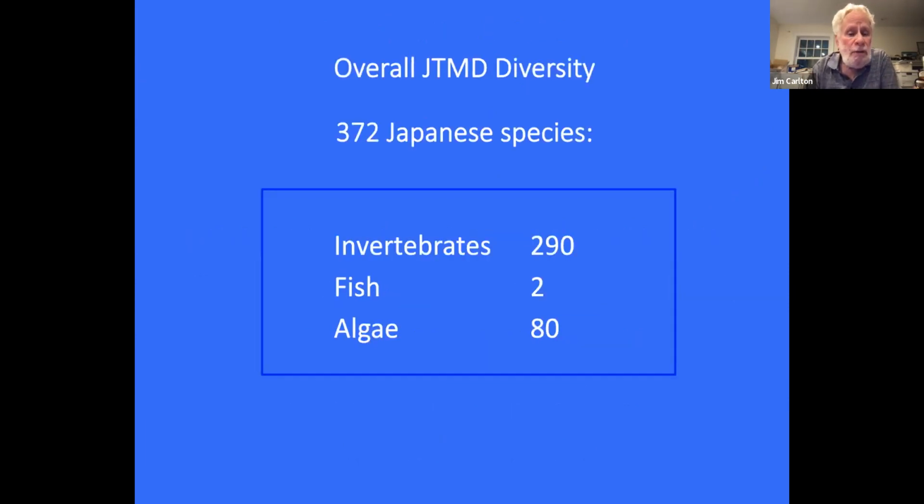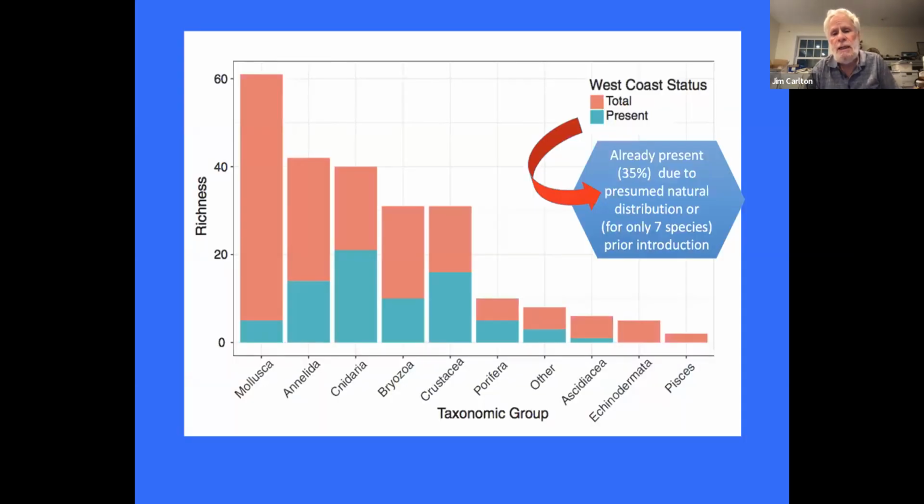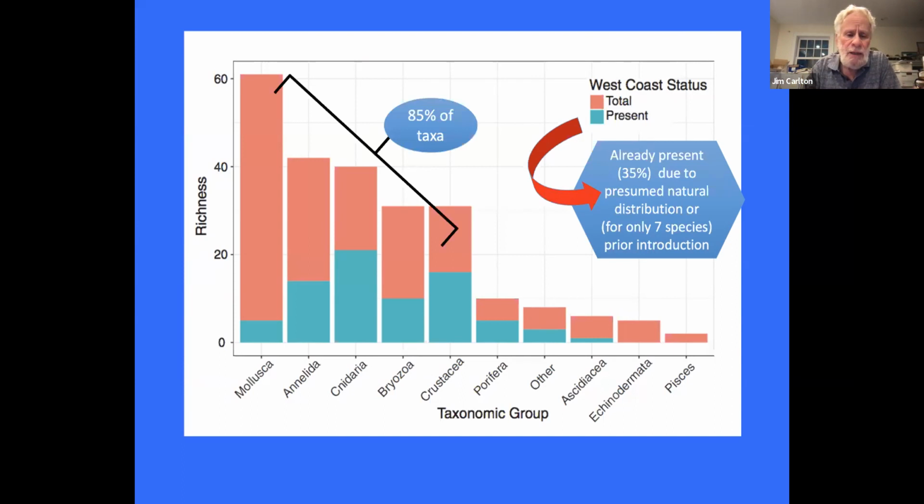Overall, nearly 400 species alive arrived: invertebrates, two species of fish, and seaweed. A little bit of overview here. About one third of the species were already across the Pacific, amphipacific, presumably due to natural distribution. That's a default we use. Some of them had been introduced prior to that with various human-mediated mechanisms. About 85% of the taxa were right there with the mollusks, the worms, hydroids, sea anemones, bryozoans, and crustaceans.